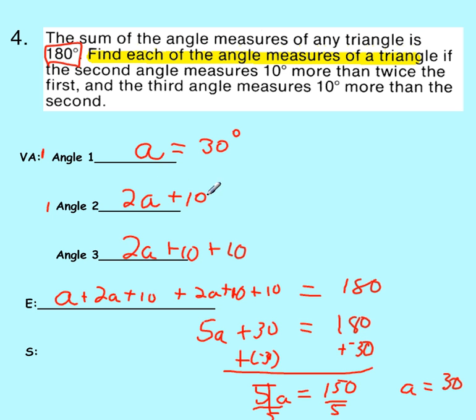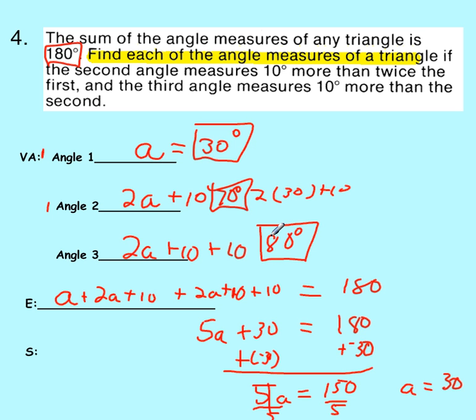Now I'm going to plug in. It's going to be 2 times 30 plus 10. So this angle measurement is going to be 60 plus 10, so this one is going to be 70 degrees. And then this one is 10 degrees more than angle 2, so this one has to be 80 degrees. Now let's take the sum of those. 30 and 70 is 100, and 80 is 180 degrees. So it does work out.